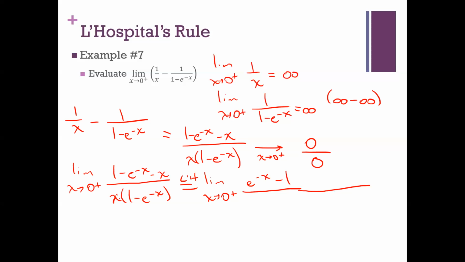Well, we got to use product rule here. So you took the derivative of 1 minus e to the negative x minus x, right? Yep. So the 1 vanishes. What is the negative on the e to the negative x?